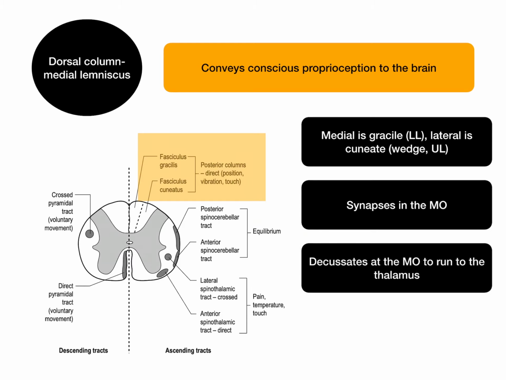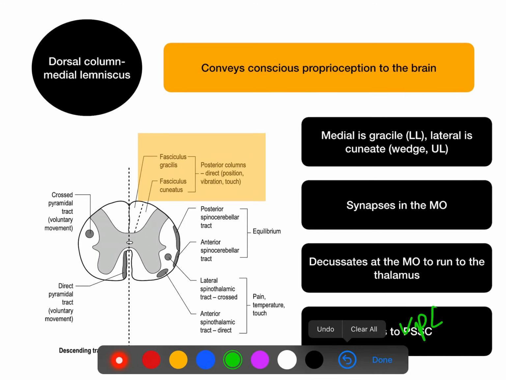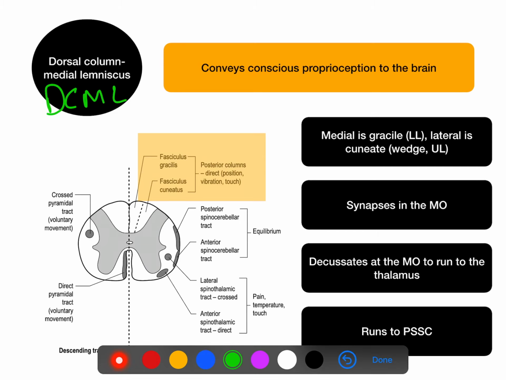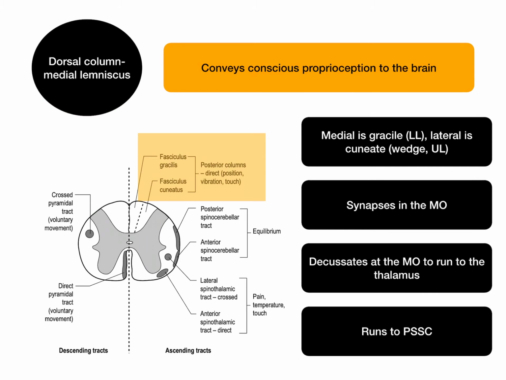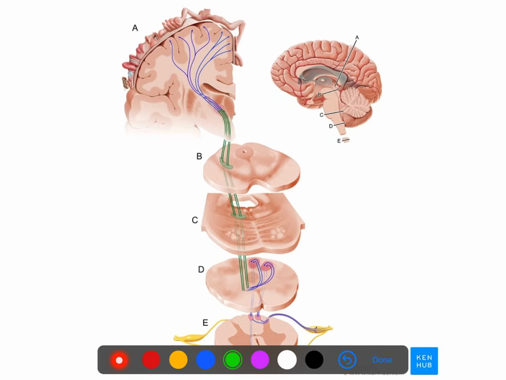It decussates at the base of the medulla oblongata and then runs to the thalamus, the ventroposterolateral nucleus, if you care about that, but I wouldn't care too much about that. It runs to there, and then a third order neuron emerges that goes to the primary somatosensory cortex. The DCML is very high yield, so do make sure that this is something that you're nice and comfortable with. So let's just review it here.